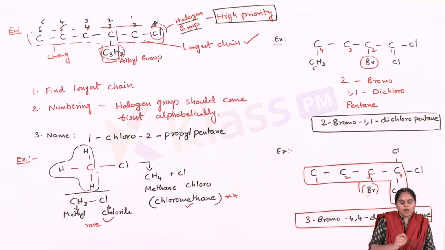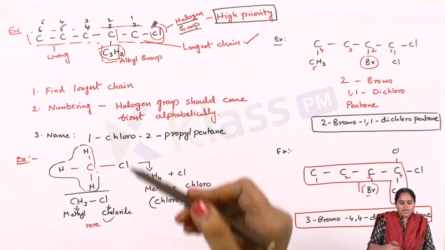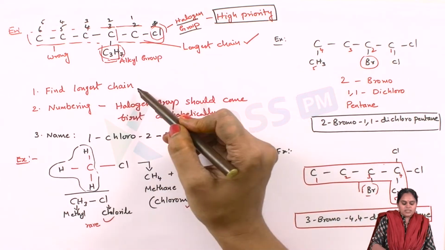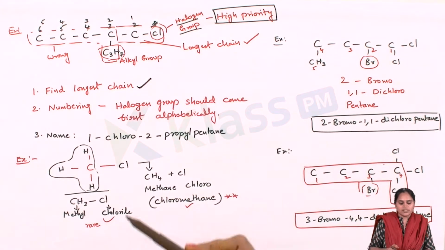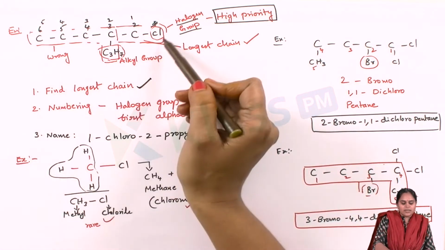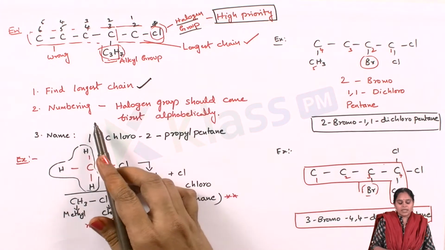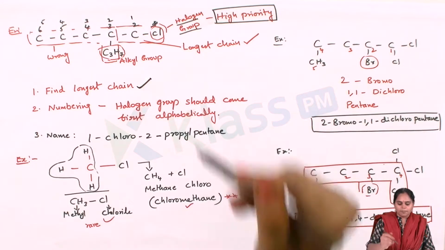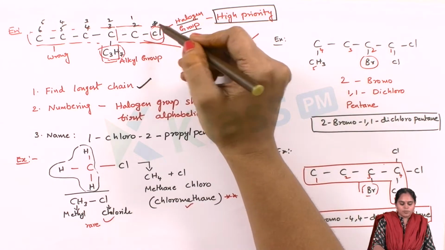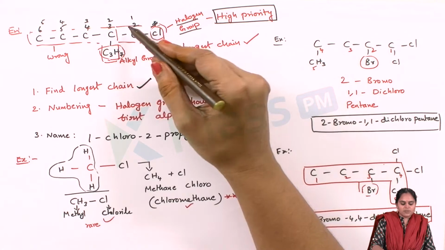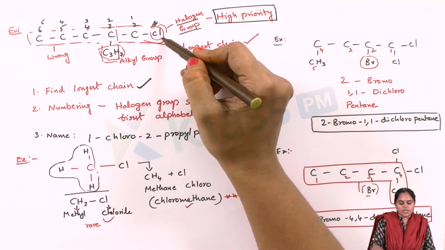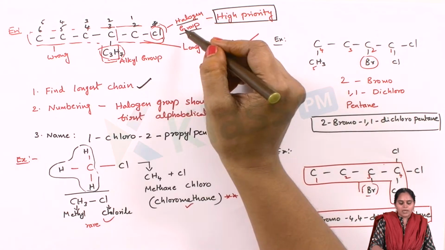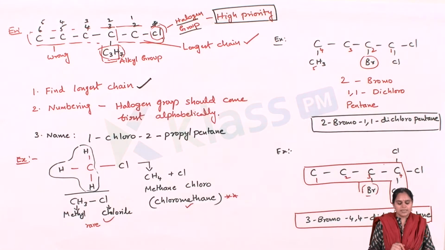In that, 5 carbon atoms are there and 1 chlorine is there, and 1 alkyl group is already added. First step is we have to find the longest chain, that is already taken here. Then while giving numbering, the halogen group should come first. This is the halogen group. So when we are giving numbering, you have to give the first number to the halogen group. You should see that the halogen group has the lower number.